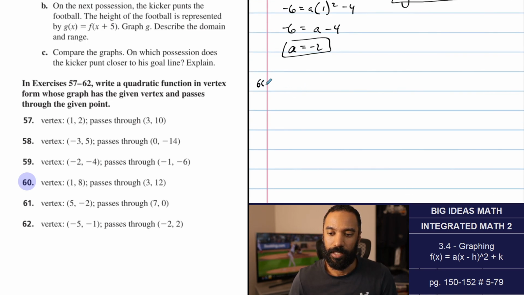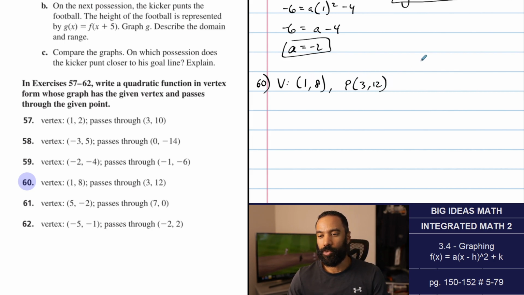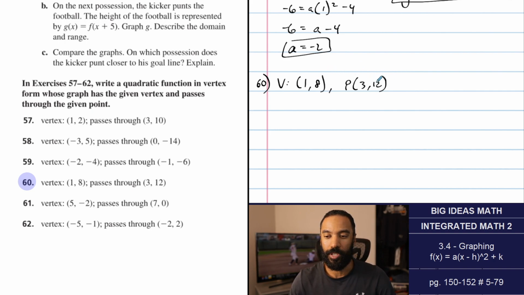Number 60. Vertex is 1, 8. Passes through 3, 12. From 1 to 3 is 2. 2 squared is 4. 4 times what gives me 4? Looks like 1. We go from 8 to 12 when we go over 2. So your a should be 1.